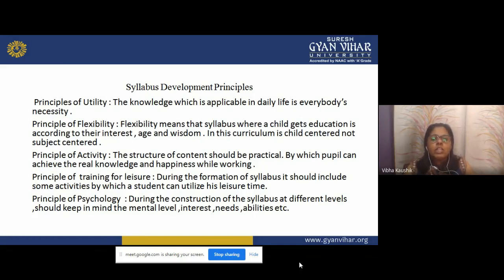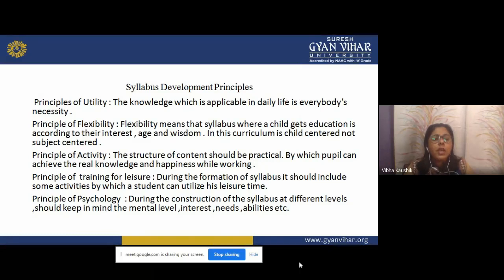Now, the knowledge which is applicable in daily life is necessary for everybody. The knowledge which you are gaining should be applicable in your daily life. If that knowledge is not applicable in daily life, then that knowledge has no utility, no usefulness.